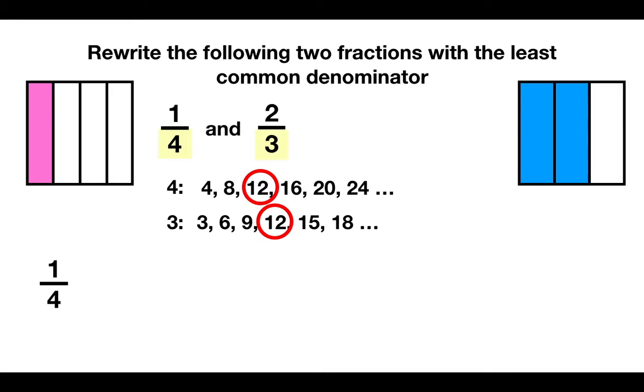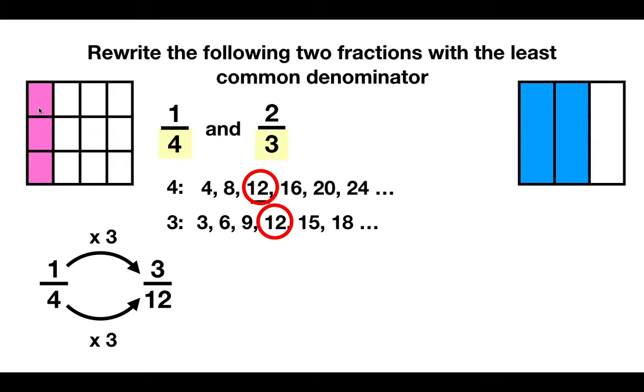So we have to take our 1/4 and rewrite it as a fraction with a denominator of 12. Well, to turn 4 into 12, we can multiply by 1, 2, 3. So therefore we take our 1, and we also multiply by 3. 1 times 3 is 3. In our picture, you can see the 1/4 could be split up and is the exact same as 1, 2, 3 twelfths.